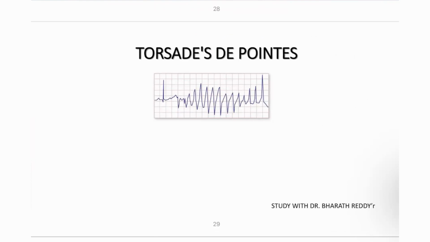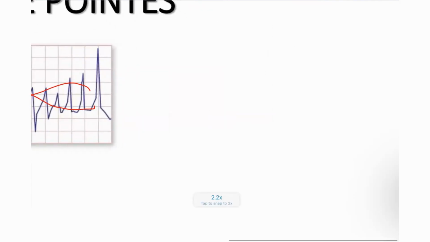Next, torsades de pointes. So torsades de pointes is due to what condition, guys? Usually torsades de pointes is due to a complication. What complication? It is due to QT prolongation. Okay, QT interval prolongation causes this condition, right? This kind of pattern is what you are going to see in torsades de pointes. So these are going to be the causes.